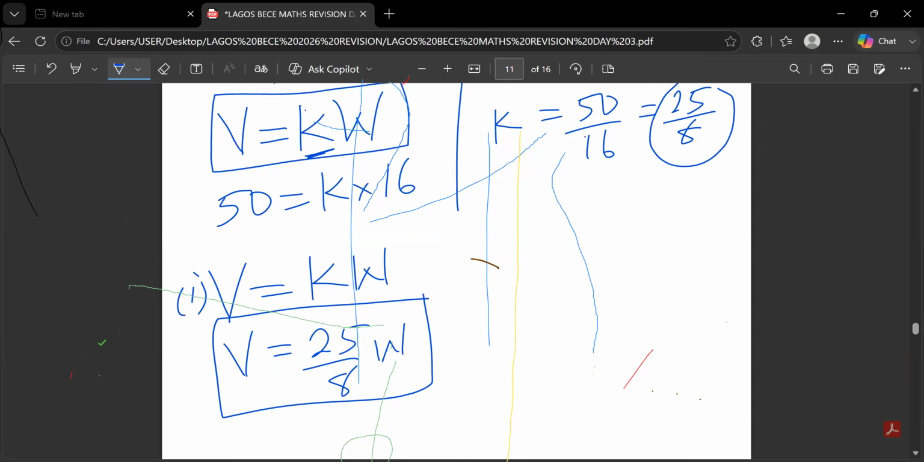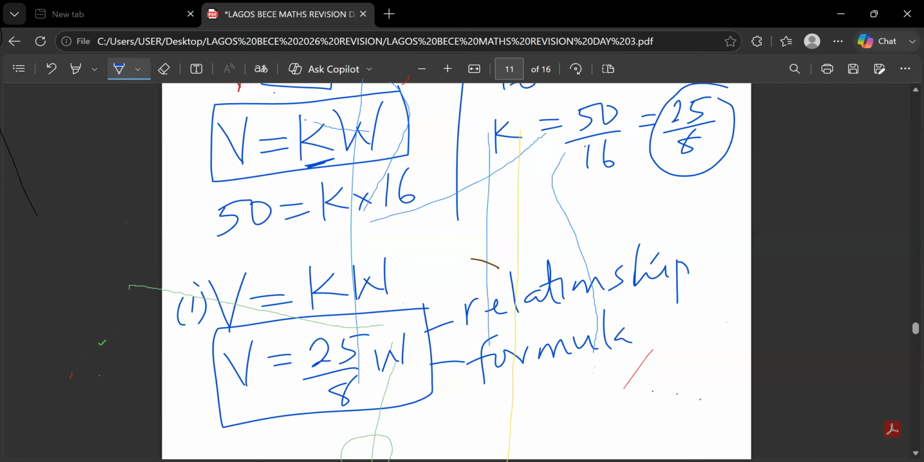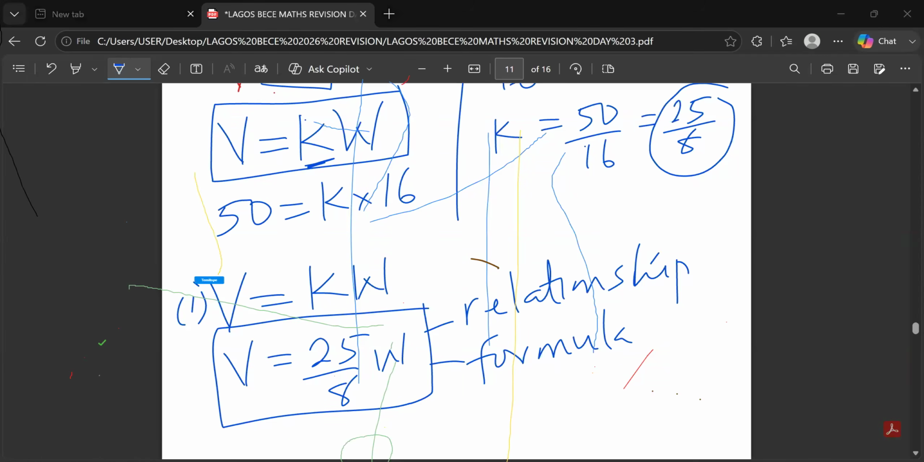Sometimes the question will be reframed as find the relationship between V and W. We also call this relationship, or we call it formula, connecting the variables. I hope this is clear. So that is the first question asked there.